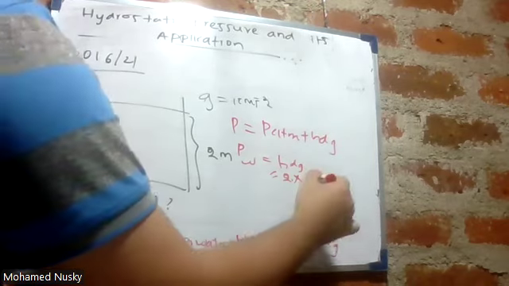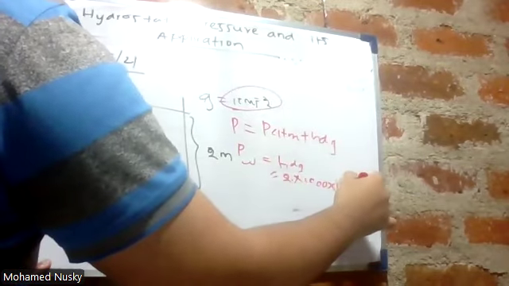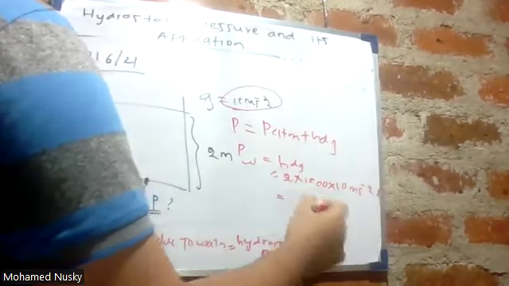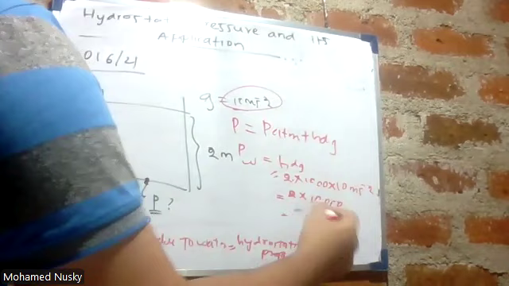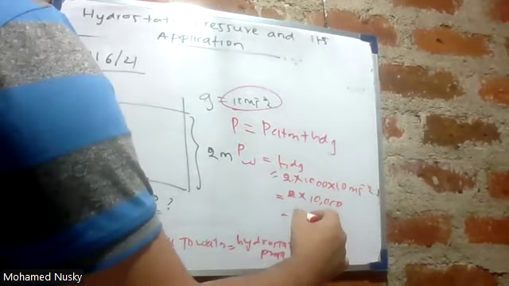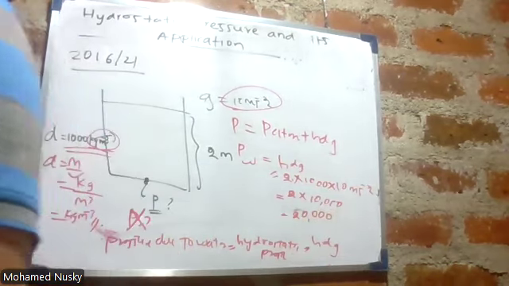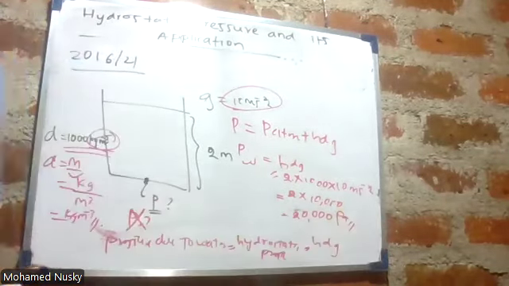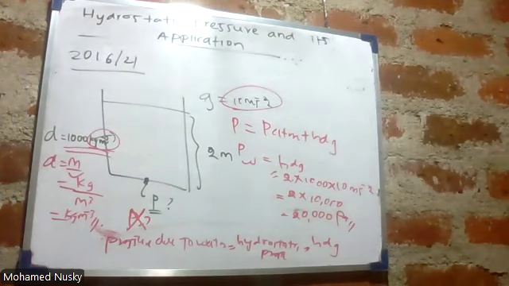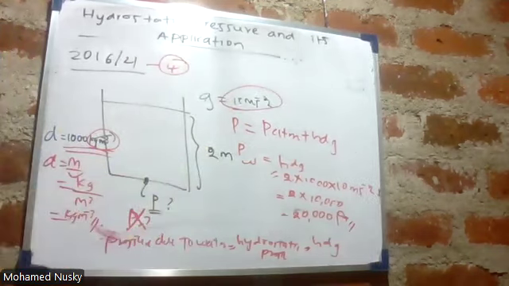Therefore density is 1000 into, what is this g? They have given it as 10 meter per second squared. Therefore, 2 into 10,000, that is 20,000. What is the unit of pressure? Unit of pressure is Pascal. Therefore, what should be the answer? 2016, 21st, the answer is 4th.